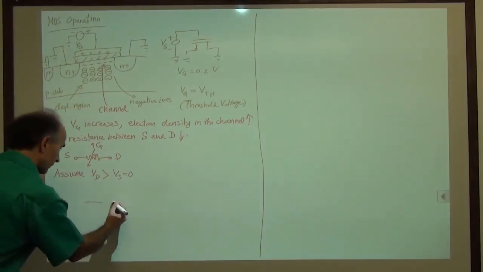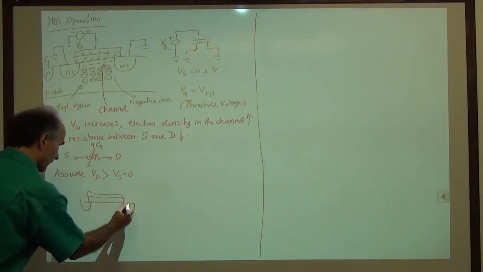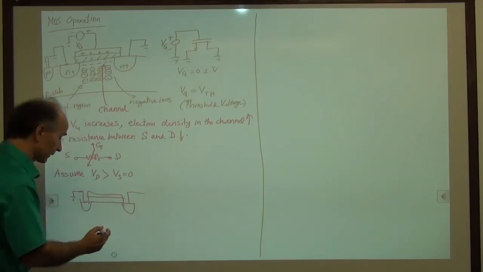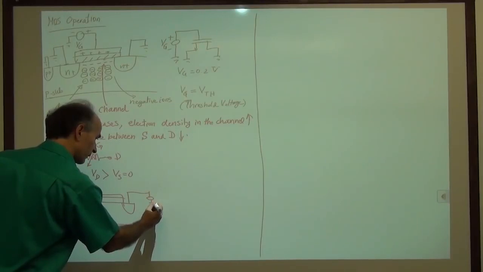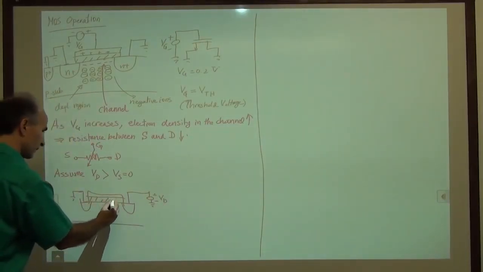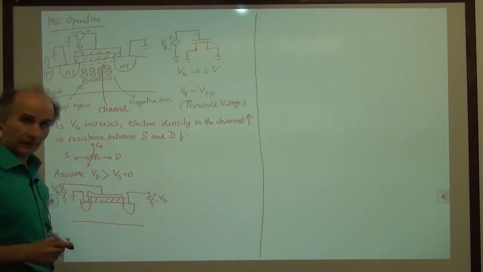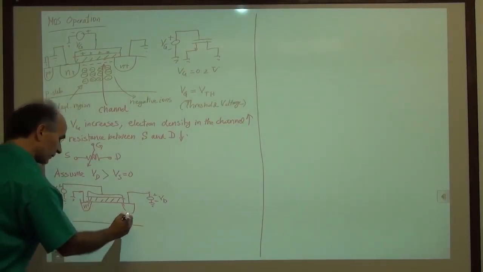So here it goes. We have our device with source and drain, source grounded, drain not grounded. So drain is connected to some sort of voltage source, VD, and the gate is also connected to some voltage source, which we call VG. The substrate, in case you're curious, is also grounded. Okay, so that's our structure.